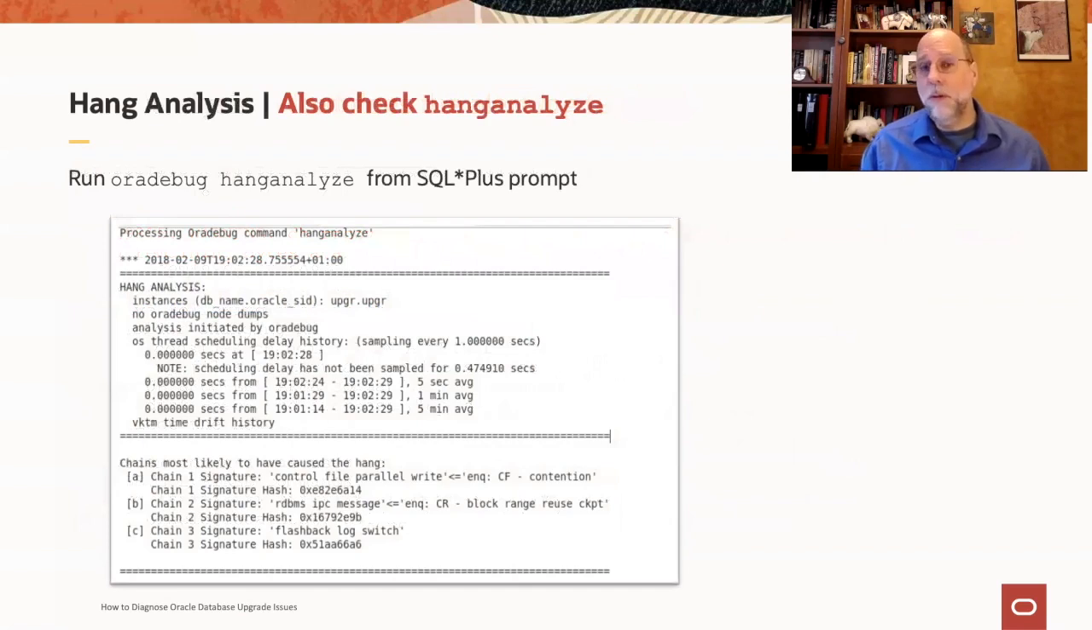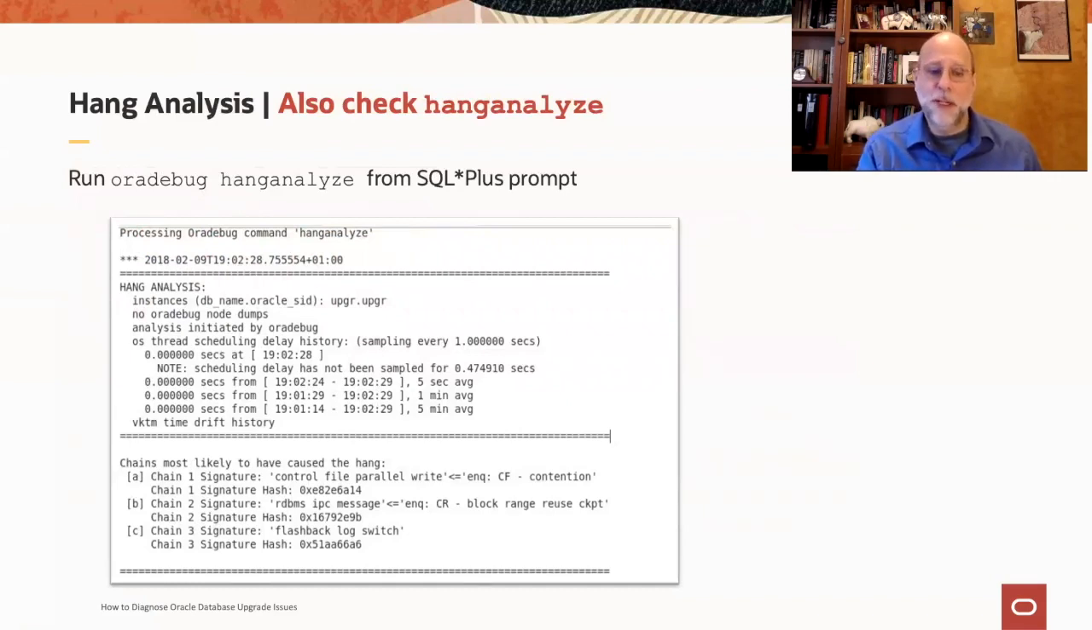Another thing you can do, though, is you could look at a hang analyze. Again, go to another window, connect to the database in SQL*Plus. It is, after all, open in upgrade mode, so you could connect to it, and you could run oradebug hang analyze. And what that will do is it will look at the various processes that are running from Oracle and figure out which ones are hung and likely why.